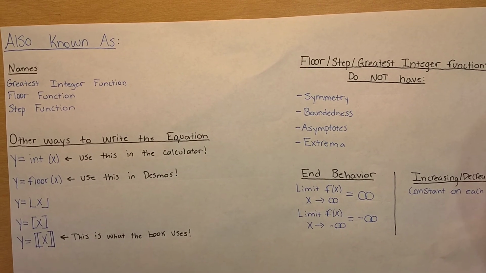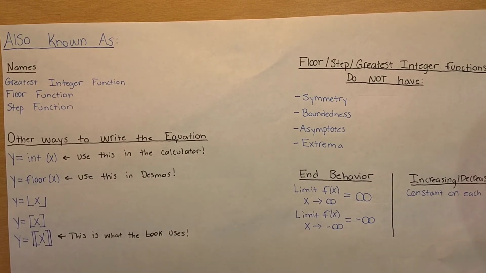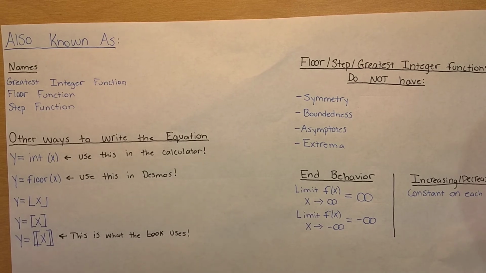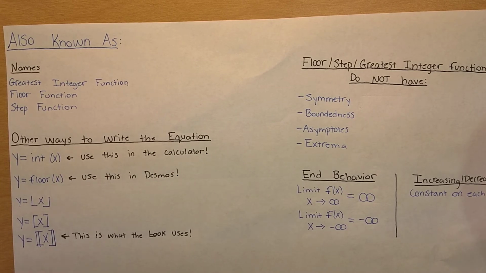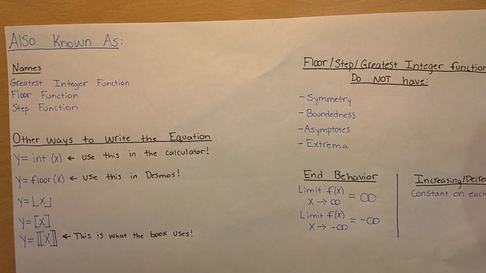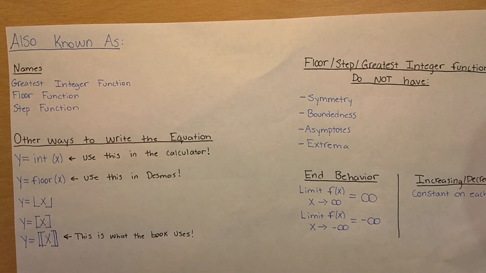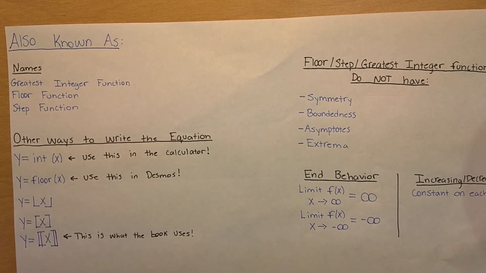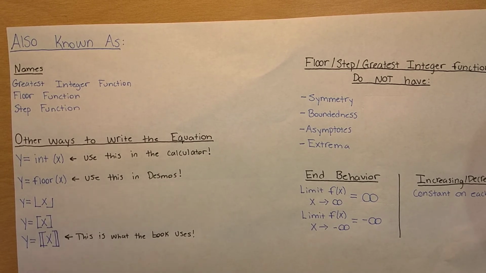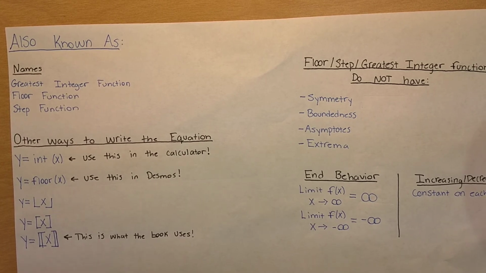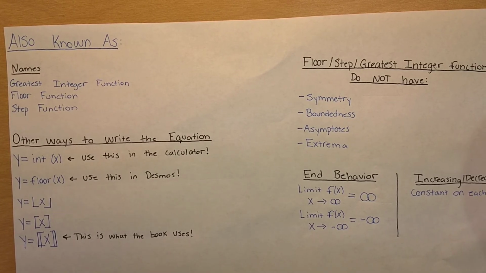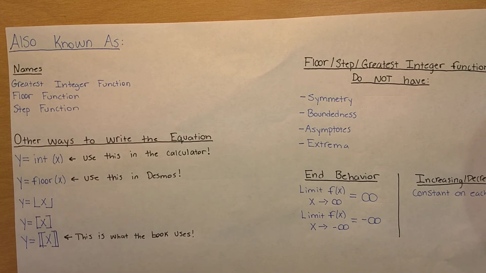This function has a lot of different ways to be written. The y integer is the parent function that you use on your calculator. Y floor of x is another way to rewrite the function that you use on Desmos. The y absolute value function of x is taken from the textbook. The greatest integer functions do not have symmetry, boundedness, asymptotes, or extrema. This function is constant on each step, not increasing nor decreasing.